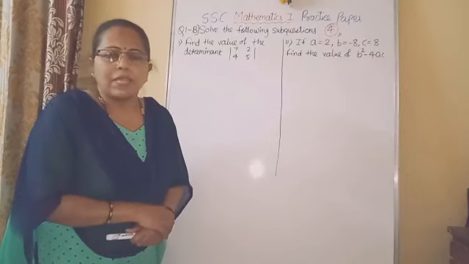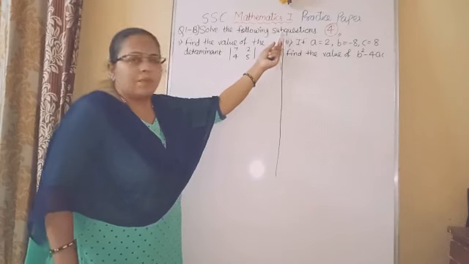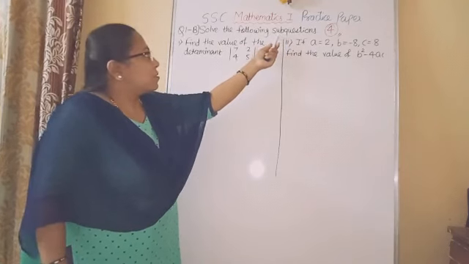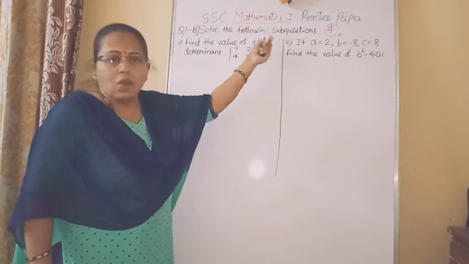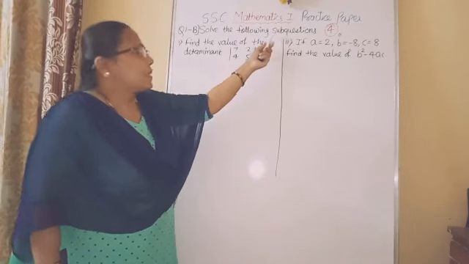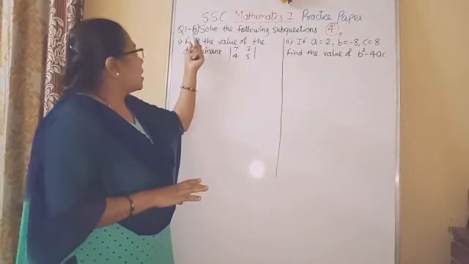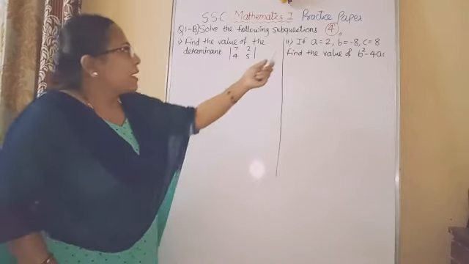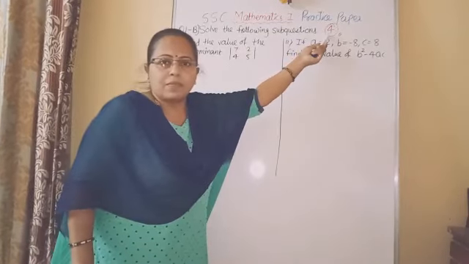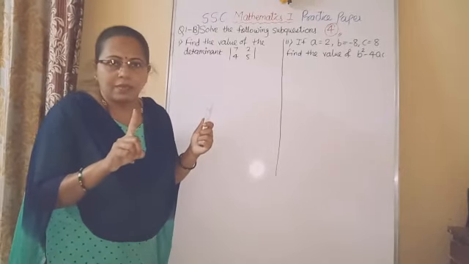Next question, question number 1B. Solve the following sub questions. See here, students, options or choices are not given. There are 4 questions in this sub question and you have to solve all 4 questions. It carries 4 marks. That means 1 mark for each sub question.